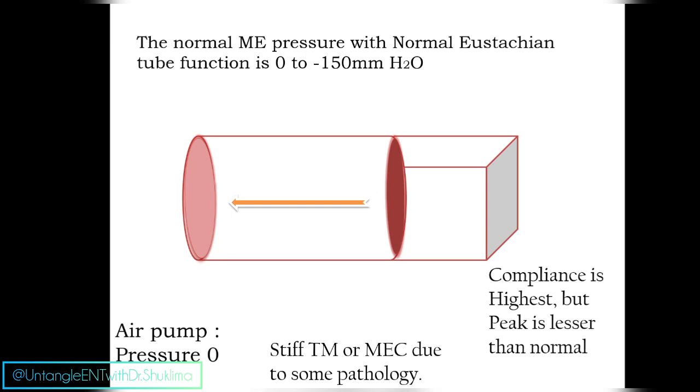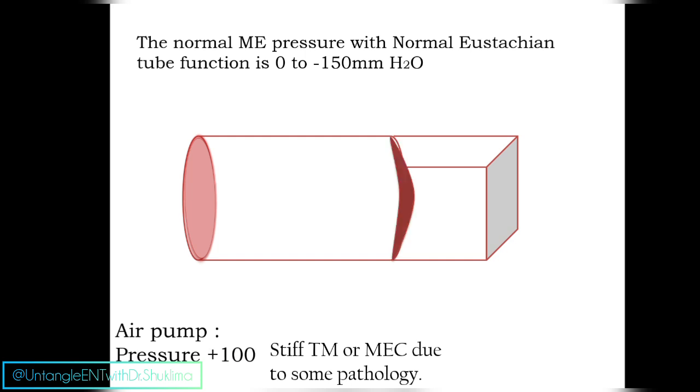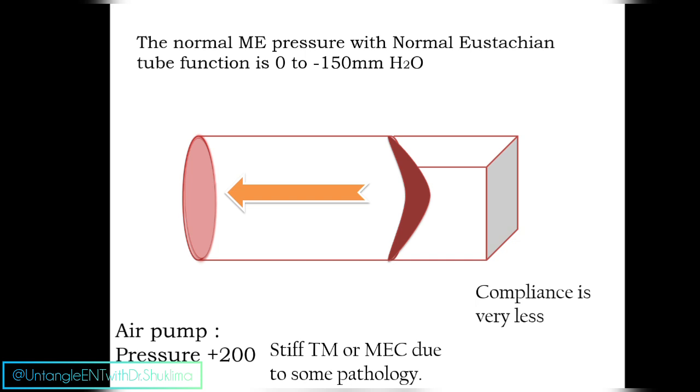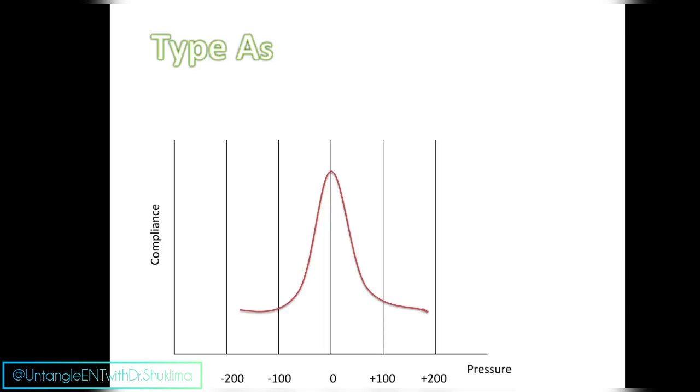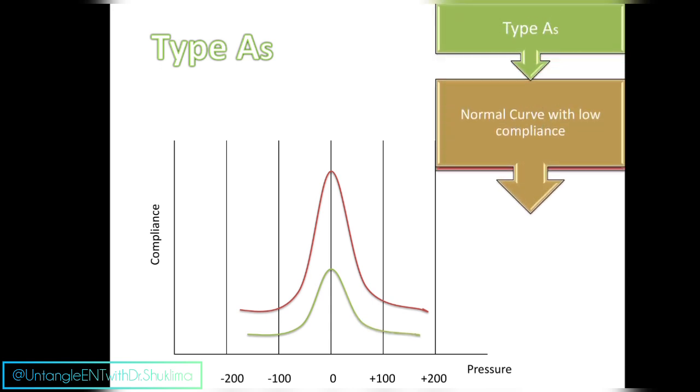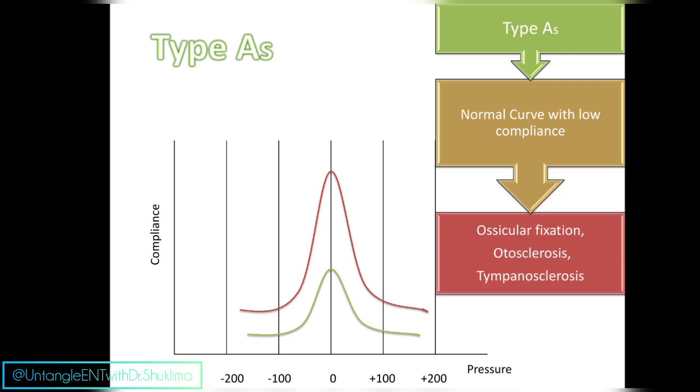The reason is the stiffness of the system is already altered because of pathology like otosclerosis. The compliance of the system is already deformed. Therefore, even at a similar air pressure externally and internally, the compliance peak is less. Now again, when we increase the pressure to plus 100 or plus 200, the compliance decreases. Thus in this, we get a graph like this, which is called the As type of graph, which is a normal curve with low compliance. It is seen in ossicular fixation, otosclerosis and tympanosclerosis.